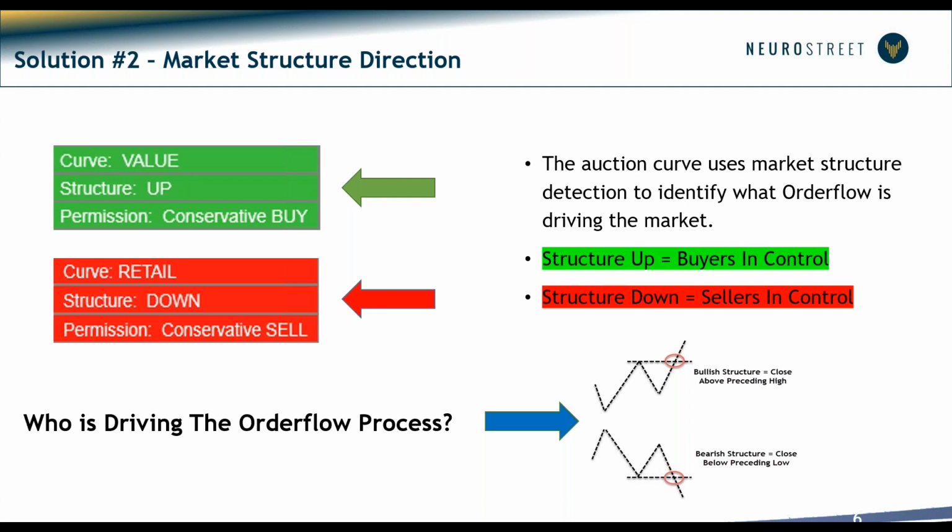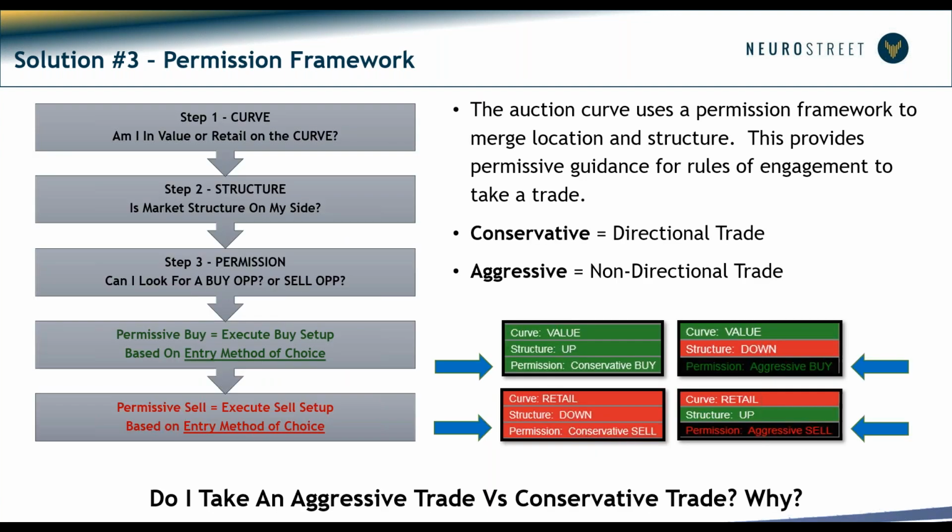Together, it creates a framework. This framework is what I call permission. You need to be on the right side of location, and you need to understand the market structure to form an opinion or give yourself permission to be either an aggressive trader or a conservative trader. And this is where the premise goes for the rest of today's event. I'm going to teach you the difference between being an aggressive trader or a conservative trader. Both are valid. Both of them can make money. Both of them can be very, very successful. It really lends itself to who are you?